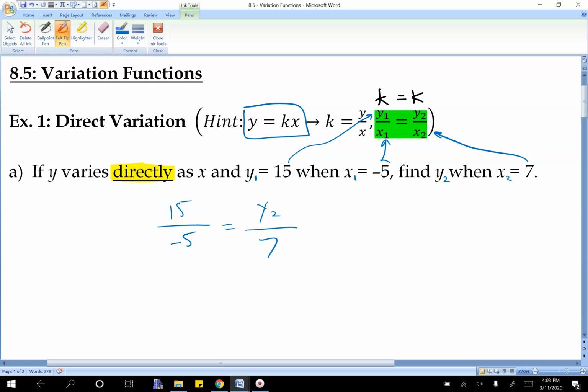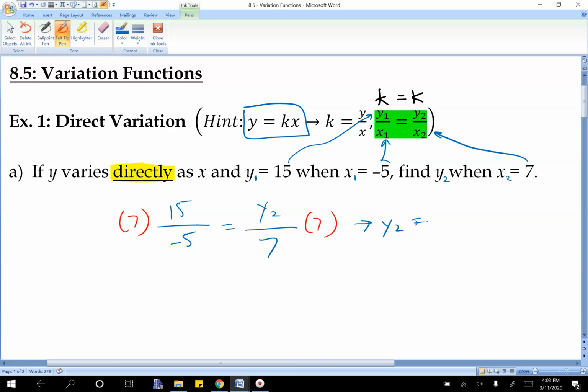There are 2 ways you can do this. You can cross multiply, which is legal to do since it's a fraction equals a fraction, or you can go ahead and say I want to multiply both sides by 7. It's up to you how you want to do this. Okay, I think it's probably easier to do it this way. Sometimes you do have to cross multiply.